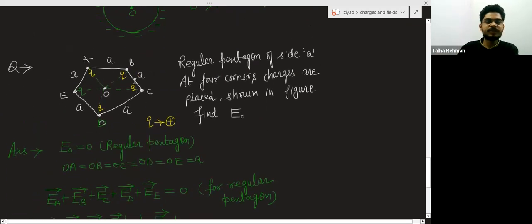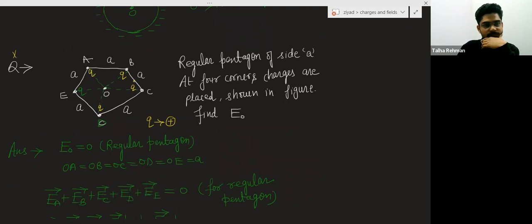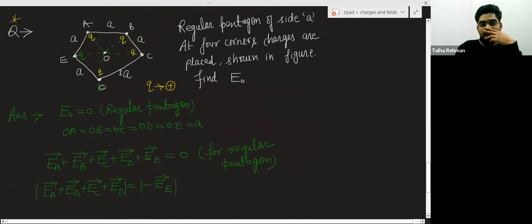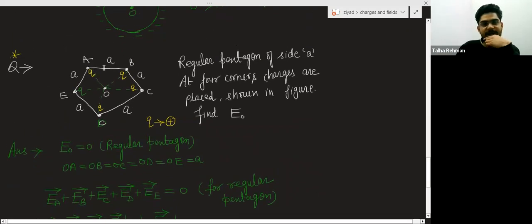Now this question is there. In this question, at A, B, C, D, 4 charges are placed, and this is a regular pentagon. Regular pentagon means all sides are equal. And they are asking the value of the electric field at this point. Electric field at this point they are asking.